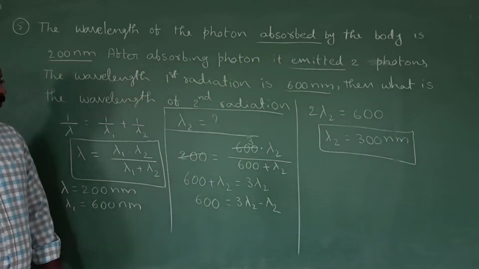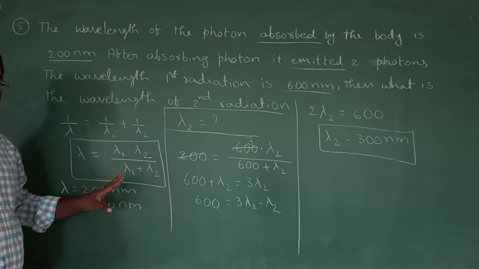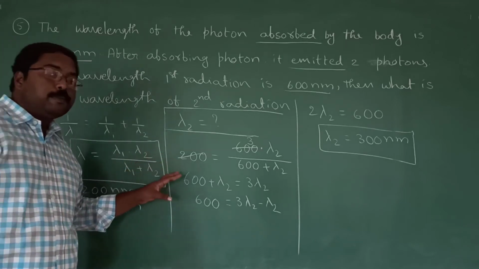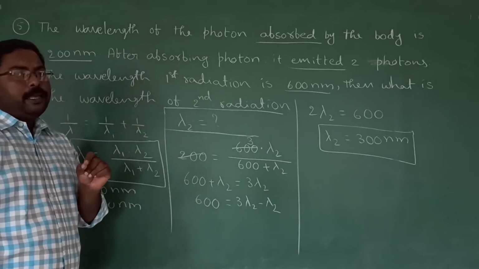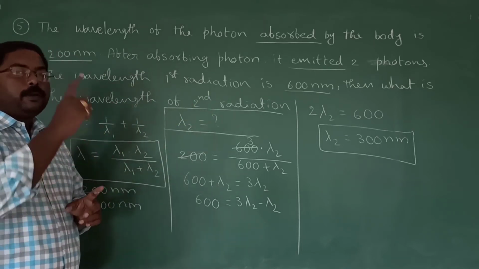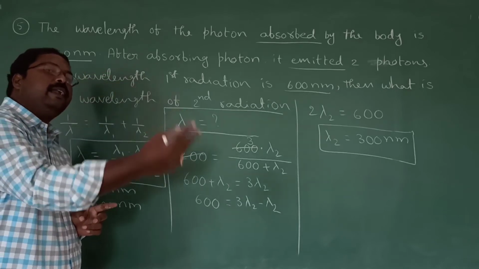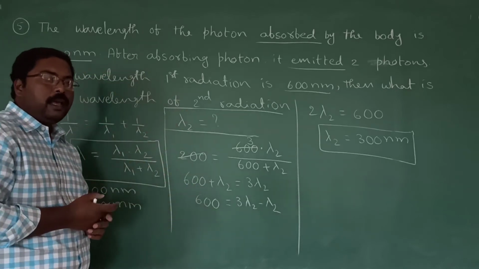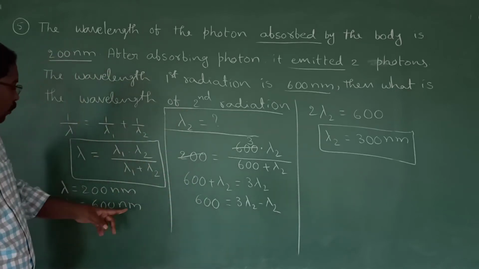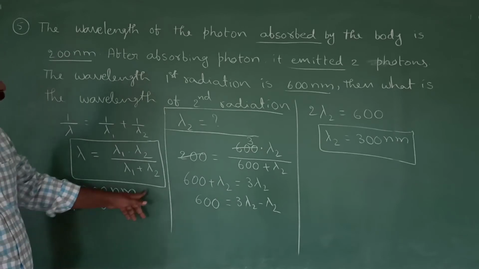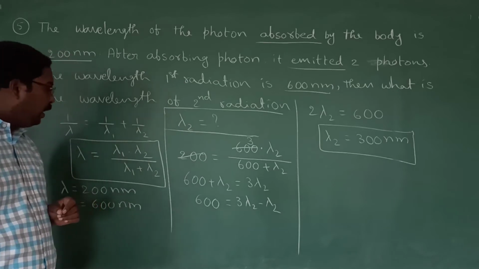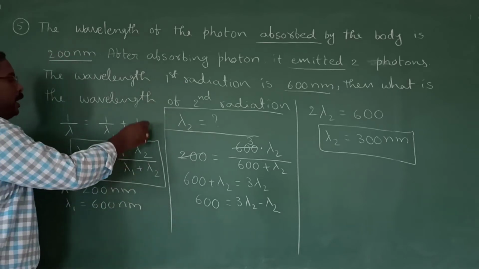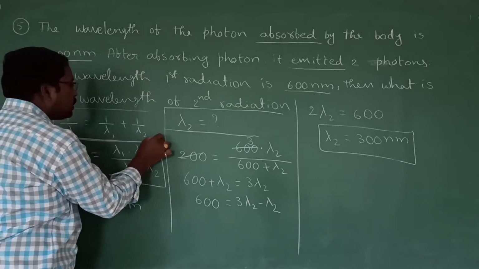Okay? Understood the question, how we solve it? We apply this formula when a body or an electron absorbs one radiation and emits two radiations. Out of the two radiations, the wavelength of one radiation is given and we are asked to find the wavelength of the other radiation. So this is the formula we need to remember to solve this.